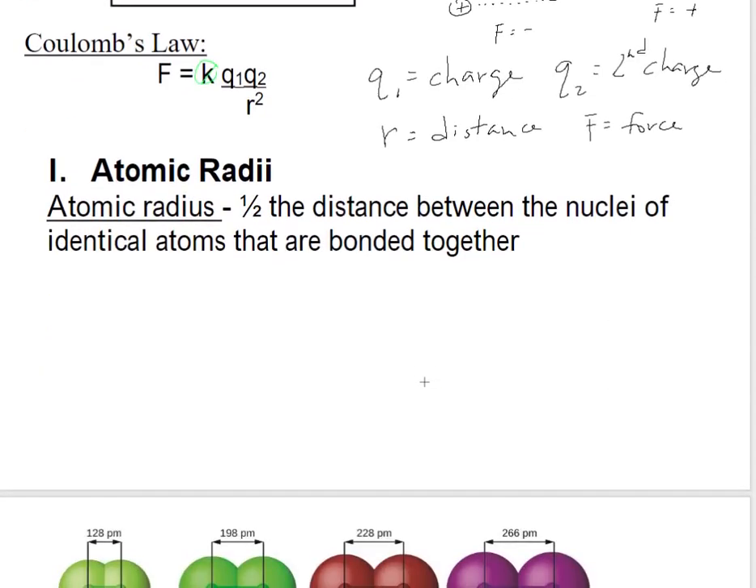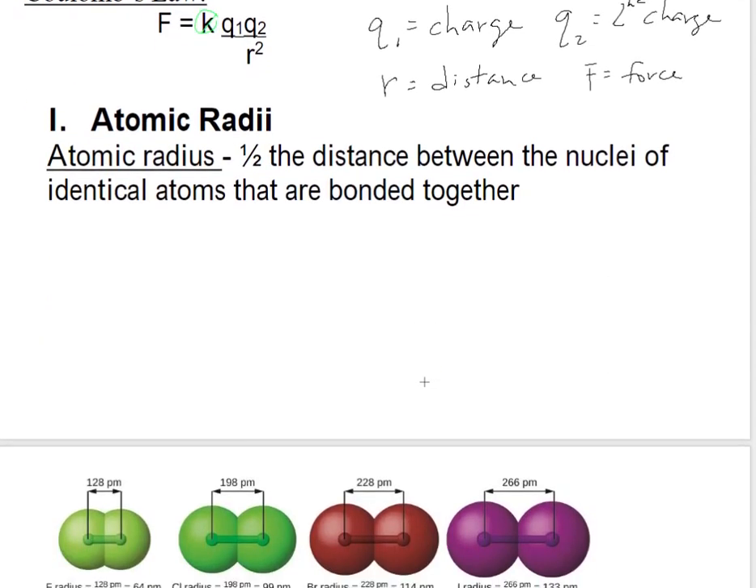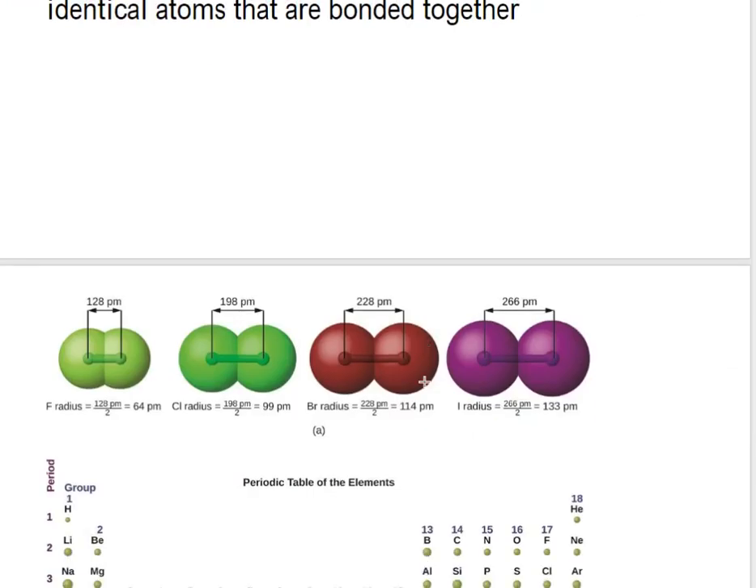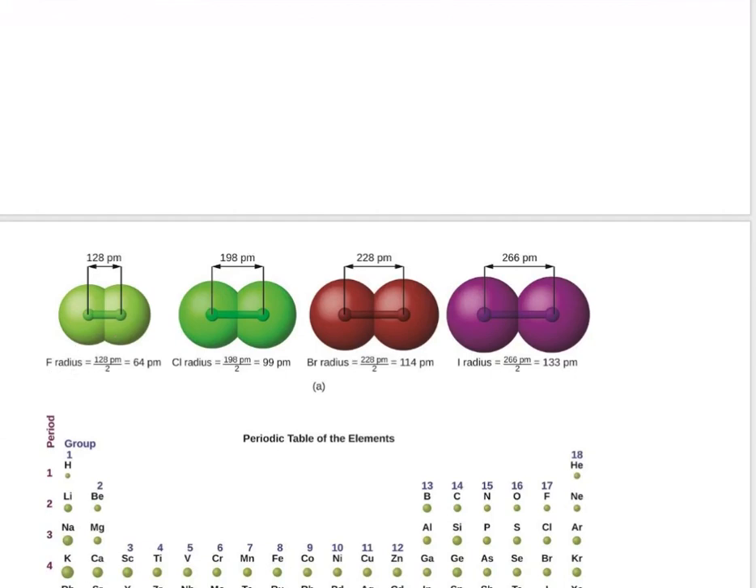For atomic radius, that's half the distance between the nuclei of identical atoms that are bonded together. So if I look down here, we have fluorine, F, chlorine, bromine, and iodine. When you put two of those atoms together, you can see that it's going to get bigger as we go down a group. And the radius, we take it as half. So this is the radius. It's half of the distance between two identical atoms.